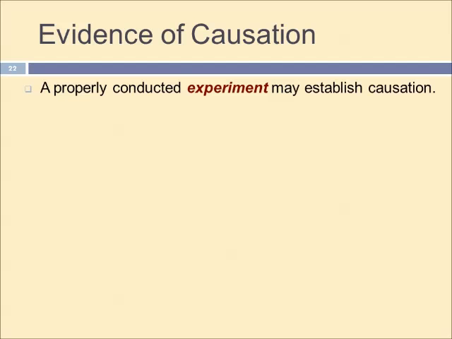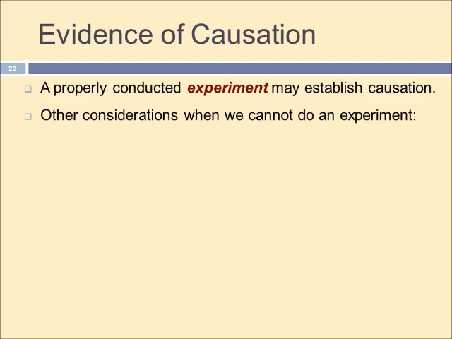To actually begin to find causation, which is something we like to do. Does this cause that? One of the most widely used methods is called an experiment to establish causation. But those are not always possible.